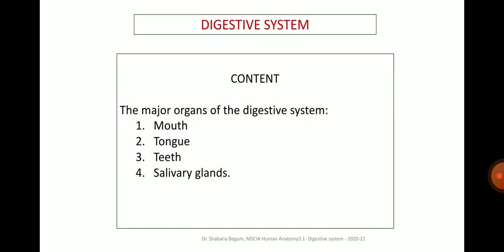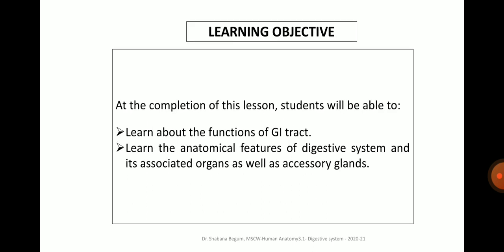So the content of this particular session would be to know more about the mouth, the tongue, teeth and salivary glands. The learning objective would be at the completion of this lesson, the students will be able to learn about the functions of GI tract as well as learn the anatomical features of digestive system and its associated organs as well as accessory glands.